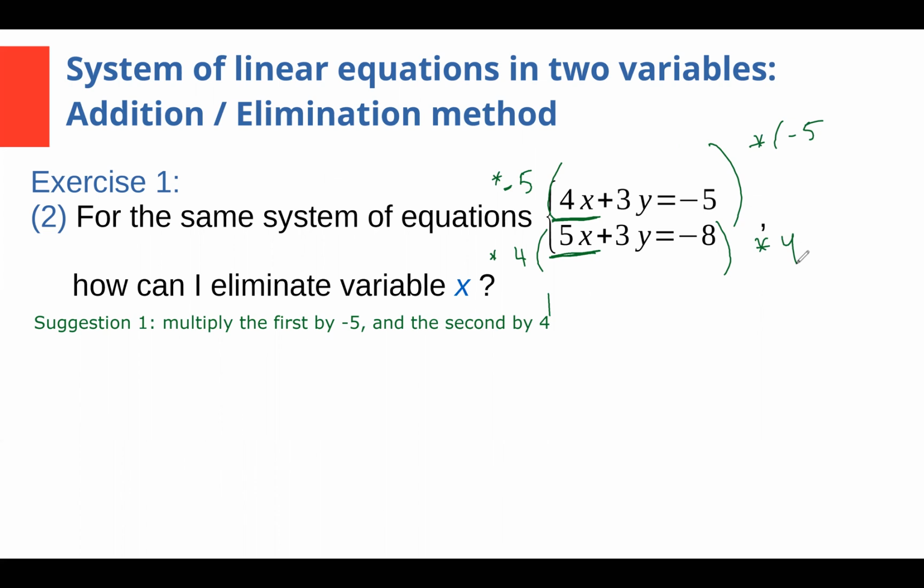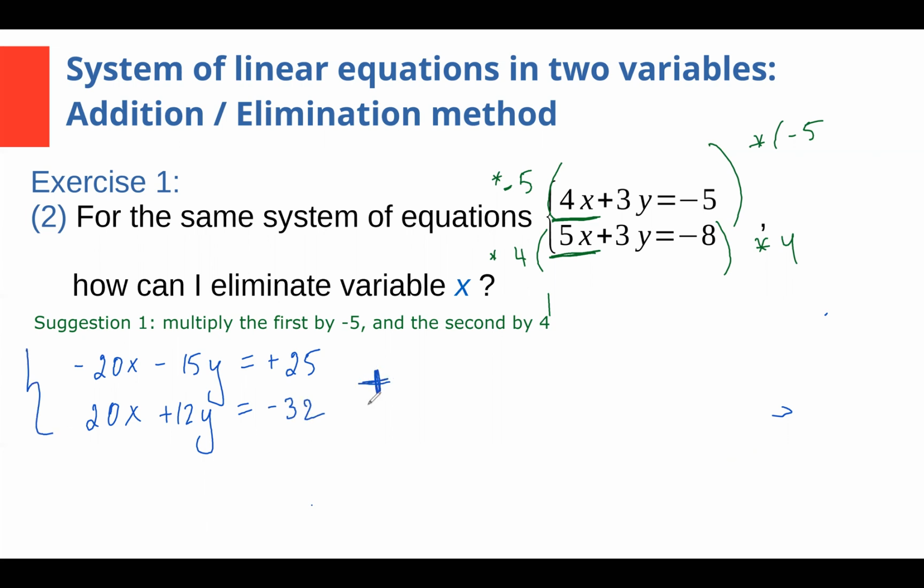Okay, so keep in mind, when we multiply the entire equation by -5, and this one by 4. Okay, 4 times -5, -20x. 3 times -5, -15y. -5 by -5, +25. 5 by 4, 20x. 3 by 4, 12y, and then -8 by 4, what is it, -32, right? And now I add them up. This is where the name comes from, addition method, right? Because we add up the two equations after we multiply.